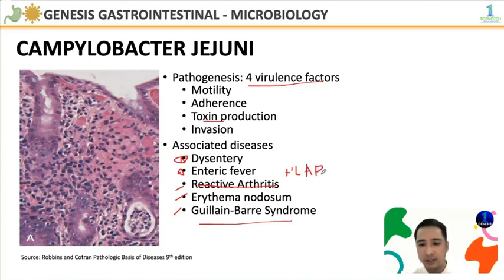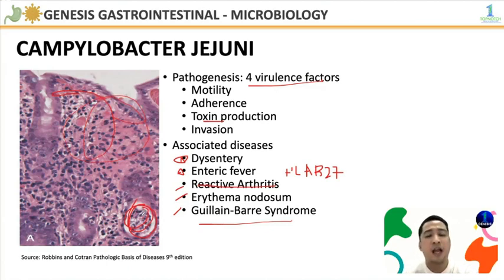HLA-B27 gene is associated with reactive arthritis. In this histology, you will see that in all of these acute self-limited colitis, there is a predominance of neutrophils and the presence of crypt abscesses, as in the lower right figure. Despite the crypt abscesses, you will see there is an intact mucosal lining.